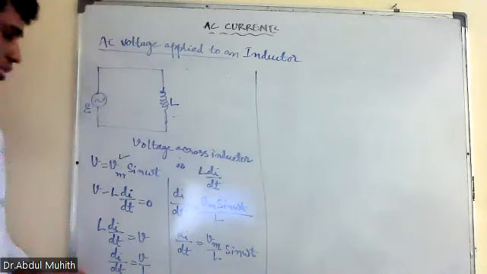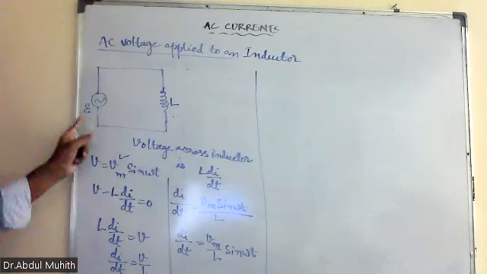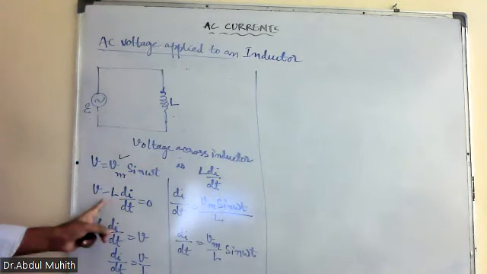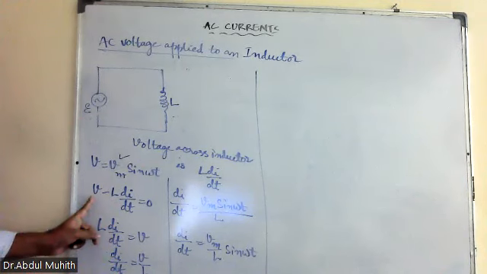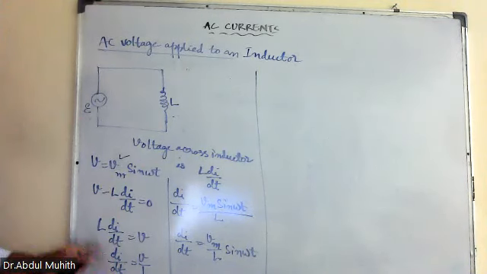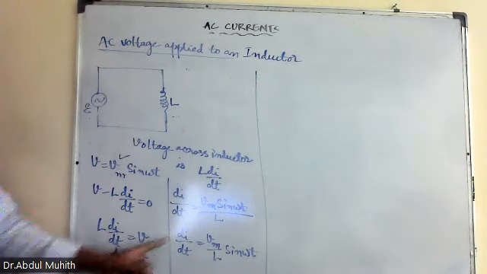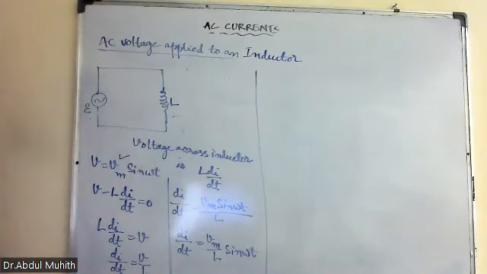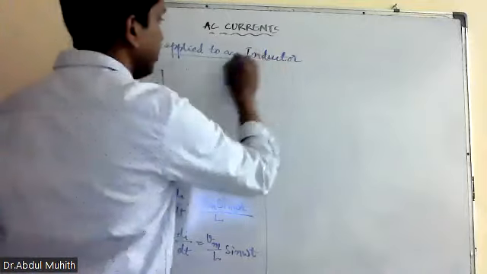Did you understand? Once again, see: this voltage minus this voltage equal to 0. But the voltage across the inductor is L into di by dt. So V minus L into di by dt equal to 0. L into di by dt is equal to V. Di by dt is equal to V by L. Okay. What is V? V is equal to Vm sin omega t. And that is Vm by L into sin omega t. Now we will integrate it.